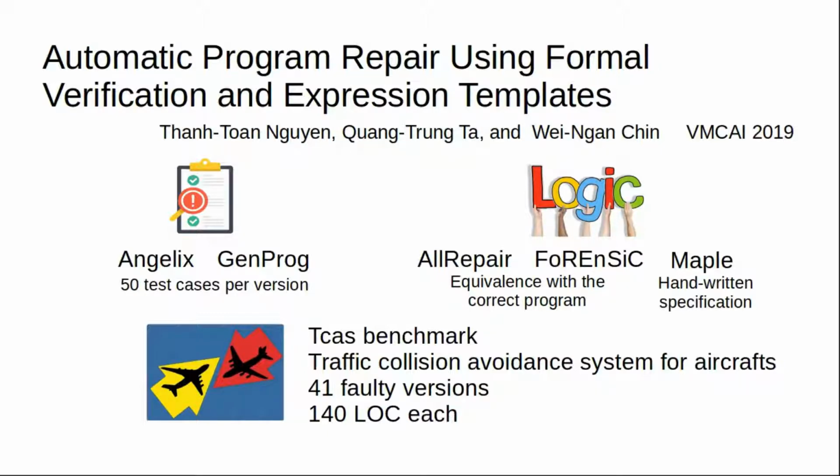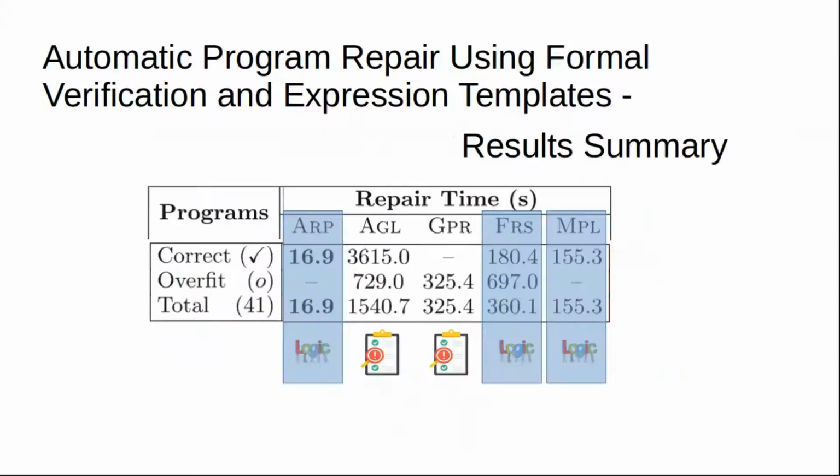The results of this experiment are summarized in the following table. The table shows the average time it took for each tool to find repairs for all versions in which a repair was found. For convenience, formal tools are highlighted in blue. What we can see in this table is that the fastest tool to find repairs, surprisingly, is AllRepair, which is a formal-based tool. The next in line is Maple with 155 seconds, which is also a formal-based tool. The third tool is a test-based tool, GenProg.